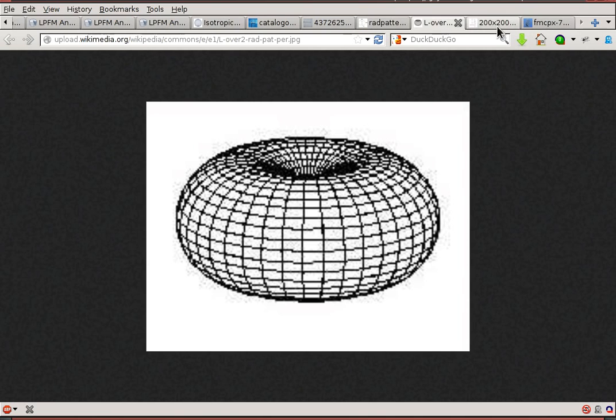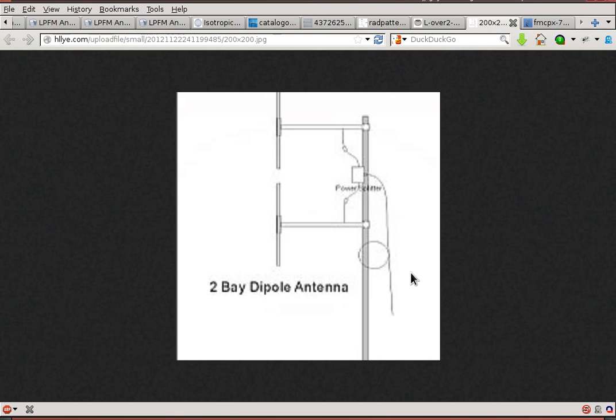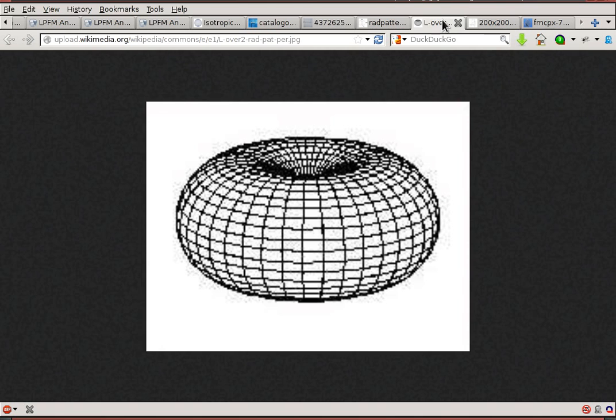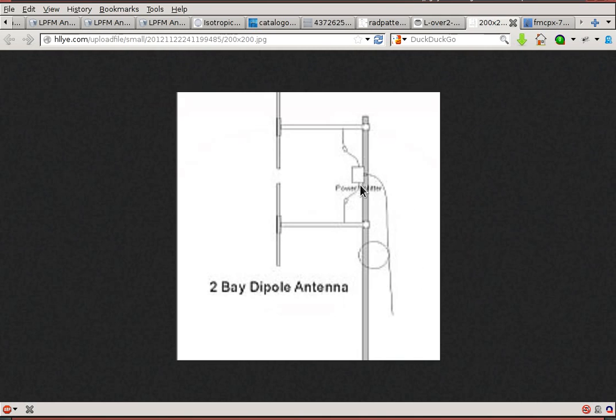For example, this is a 2-bay dipole antenna. Now, bay is just a fancy word that means one, okay? So here's a dipole antenna just like the ones we saw before. Here's another dipole antenna on top of it. The signal comes in, you split it and send half to each one of these antennas, and this makes the pattern that we saw, this donut, even flatter. It's getting closer to being a pancake, okay?